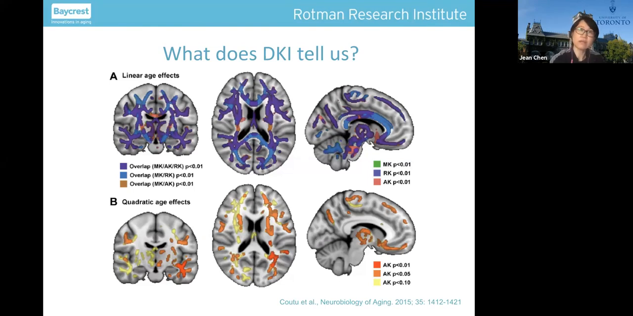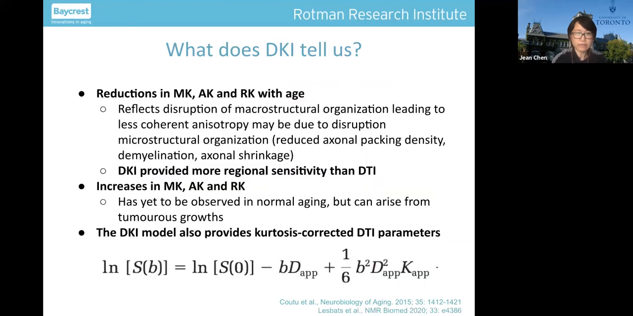But there was not, I guess, a direct quantitative comparison of diffusivity and kurtosis measures in crossing fiber regions, as I mentioned earlier. So as I said, kurtosis reflects cellular microstructure. So if we see a decrease in kurtosis, it generally reflects disruption of microstructure organization. Sorry, there's a typo here, leading to less coherent anisotropy. And so this could happen due to reduced axonal packing density, demyelination, axonal shrinkage, etc. So these are all things that happen in the aging process.